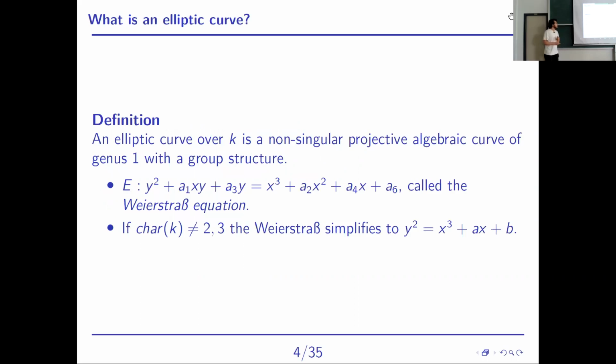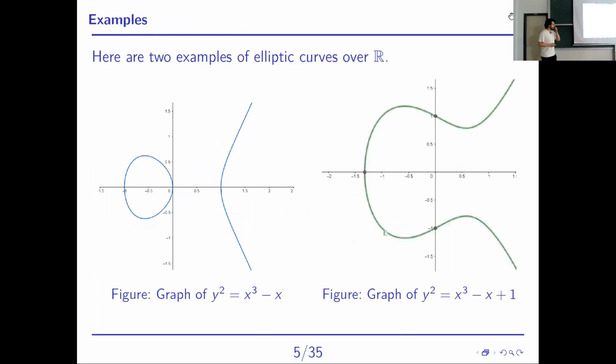So what's an elliptic curve? An elliptic curve is a non-singular projective algebraic curve of genus 1 over some field K, which has a group structure. They are usually given by a Weierstrass equation. And if the characteristic of our base field is neither 2 nor 3, we can simplify the Weierstrass equation to this form using some very simple change of variable, which will luckily be the case throughout this talk. We'll never deal with the characteristic 2 or 3 case. It's a very difficult computation. Here I put some examples of elliptic curves over R. We can see their graph.